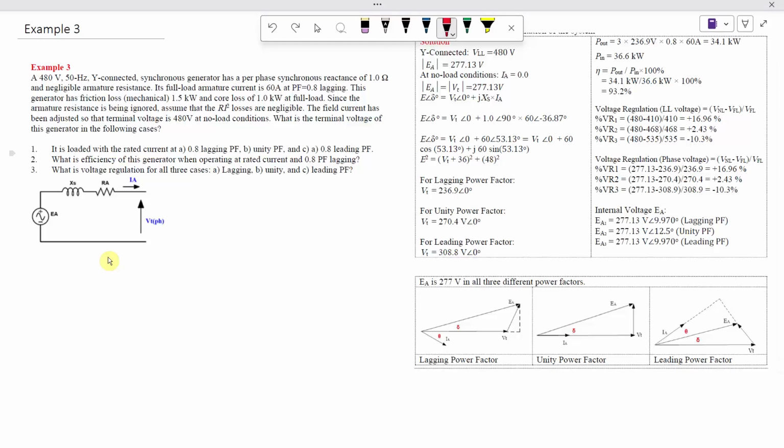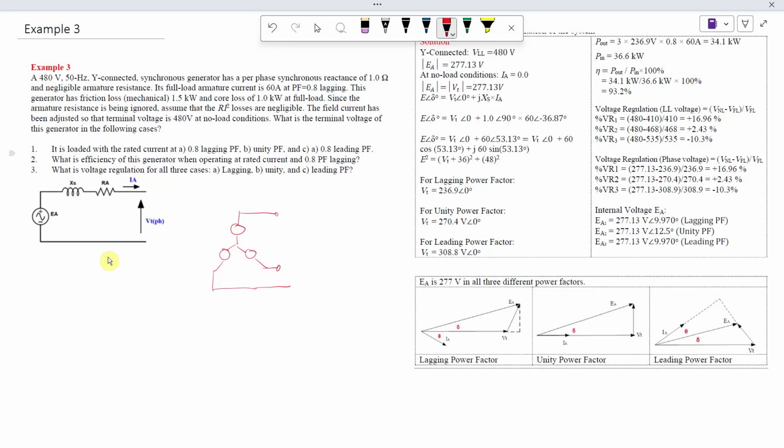Okay, let's look at this one. We have a three-phase synchronous generator. It's in a Y connection. Okay, this time is a bit different. The previous two examples were all delta connection. This one we've got a Y connection.